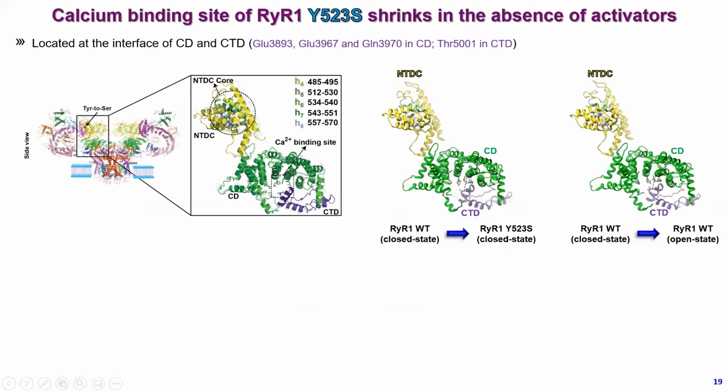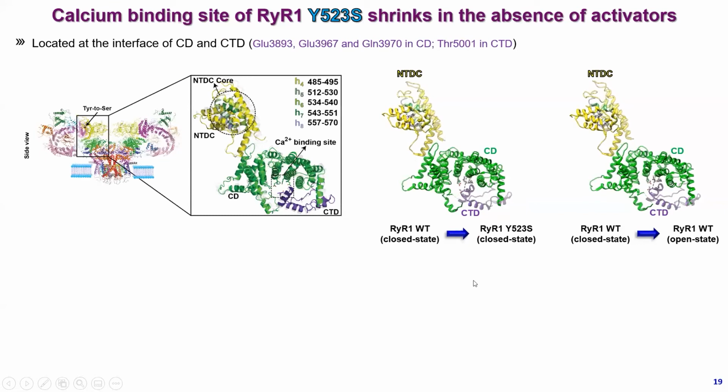Taking a closer look at the N-terminal domain C, the domain containing the mutation of interest, it lies in the center of the NTDC and is cocooned by 4 helices of the NTDC. The NTDC itself is in proximity to the central domain, which interacts with the C-terminal domain. The interface of the CD and CTD is where the calcium coordinates.